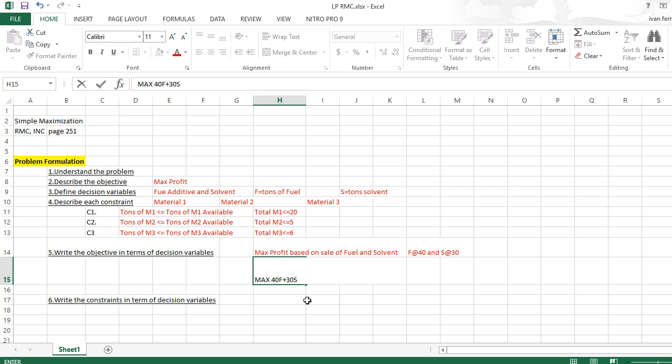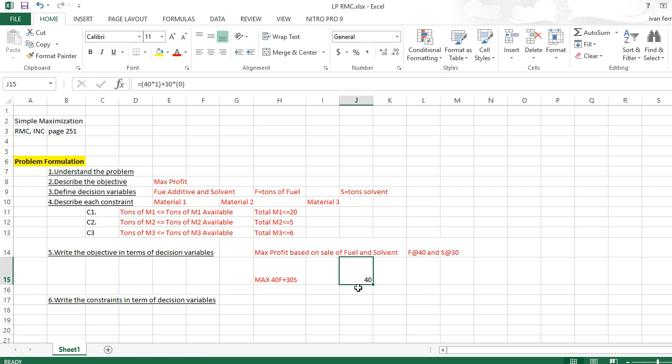What does this mean? This means that we want to maximize the profit, which is given by this formula: $40 times each unit of fuel sold plus $30 times each unit of solvent sold. Let's run an easy example here. Imagine that you sell 1 fuel and 0 solvent. Well, then your formula will be 40 times 1 of fuel and then 30 times 0 solvent. So 40, you knew that. That was pretty easy, right?